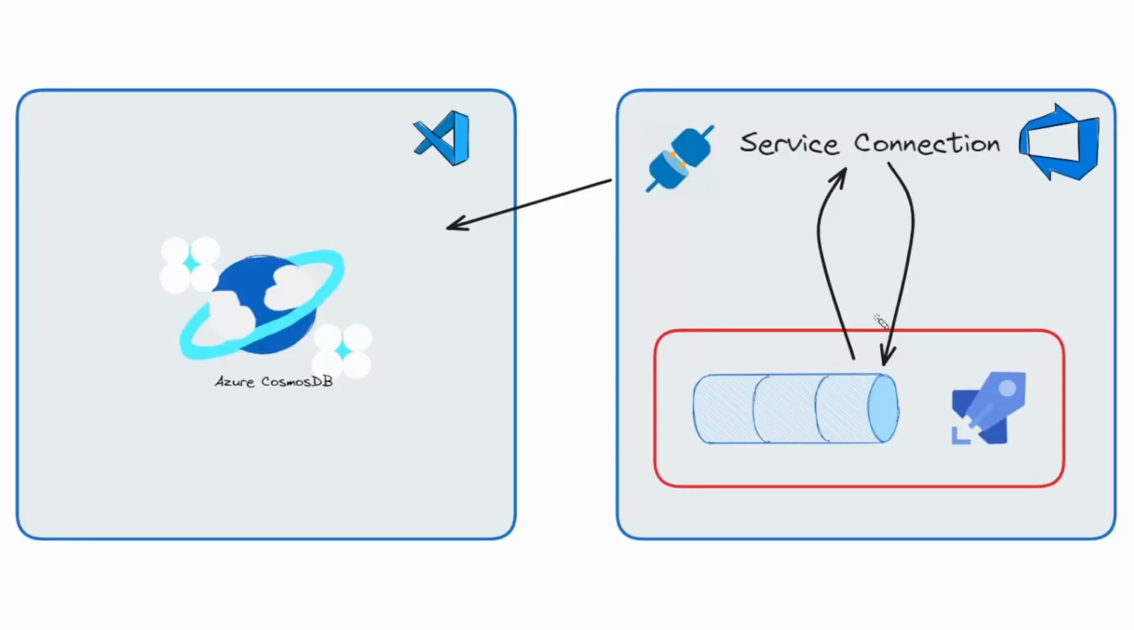Let's start by explaining what a service connection is. In a typical scenario, you have an Azure DevOps pipeline that needs to create resources in Azure using Terraform, for example. You would create a service connection in your project to communicate with Azure.